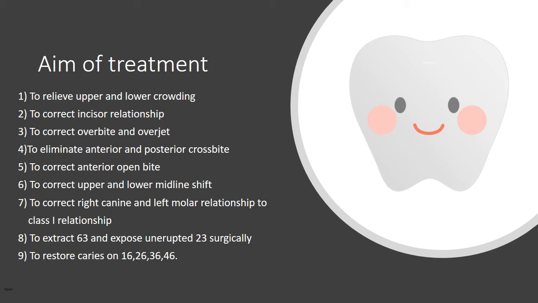The aim of the treatment is to relieve upper and lower crowding, to correct incisor relationship, to correct overbite and overjet, to eliminate anterior and posterior crossbite, to correct anterior open bite, to correct upper and lower midline shift, to correct right canine and left molar relationship to class 1 relationship, to extract 6-3 and to expose unerupted 2-3 surgically, and to restore caries on 1-6, 2-6, 3-6 and 4-6.